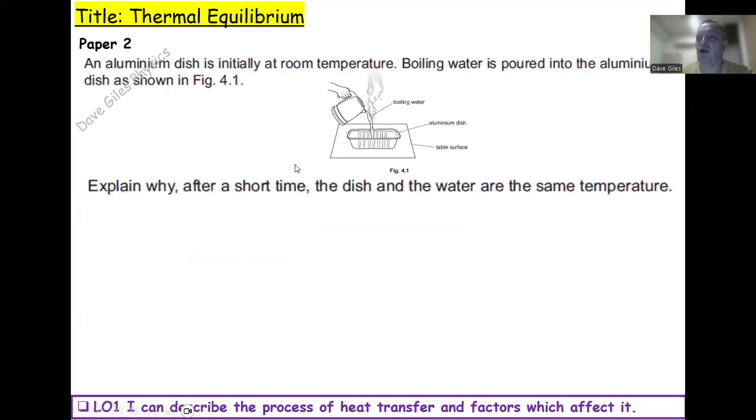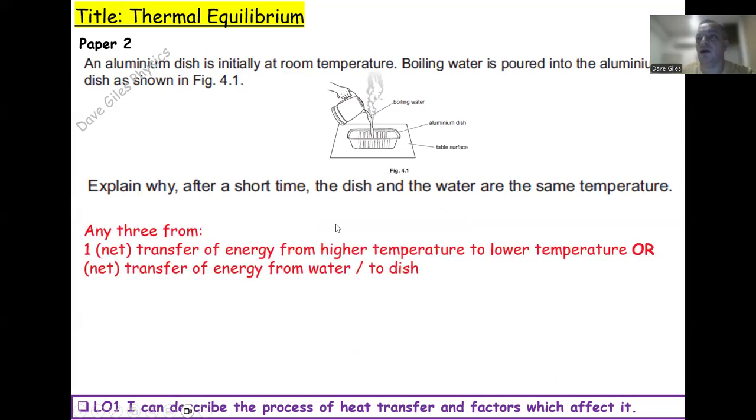And the final part, now this is a 3-mark exam question, so you have to make 3 points. An aluminium dish is initially at room temperature. Boiling water is poured into the aluminium dish as shown in the diagram below. Explain why, after a short time, the dish and the water are the same temperature. So 3 marks. There are 4 potential ways you can get it. Any 3 from: the net transfer of energy from higher temperature to lower temperature, or transfer of energy from the water to the dish.